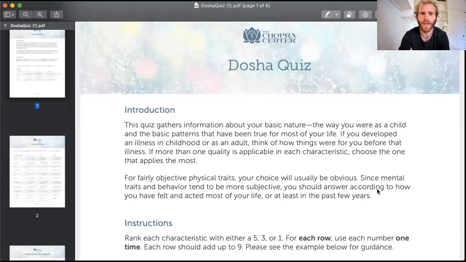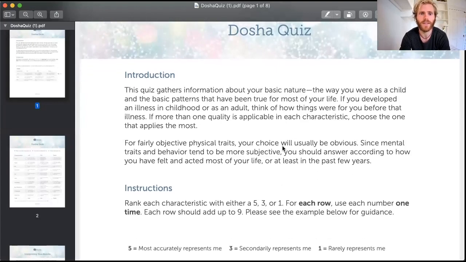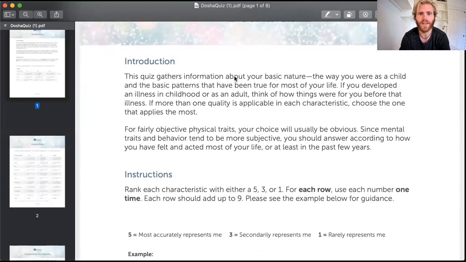All right, so what we have here is a short dosha quiz for the Chopra Center. I'll make sure you have access to this quiz. And basically, it gathers information about our basic nature. Now, what does that mean? It means our patterns, our predispositions, how our body is, and different qualities. That word quality is very important to Ayurveda because that is how we learn about our nature, and that is how we live in balance. We want to balance the qualities.